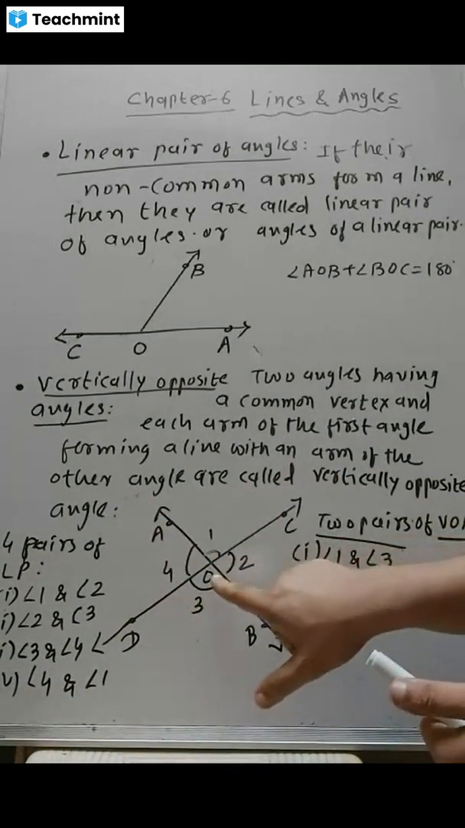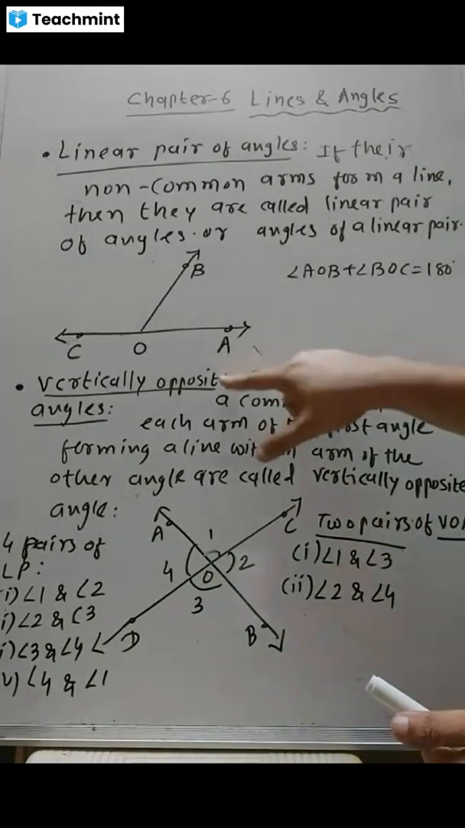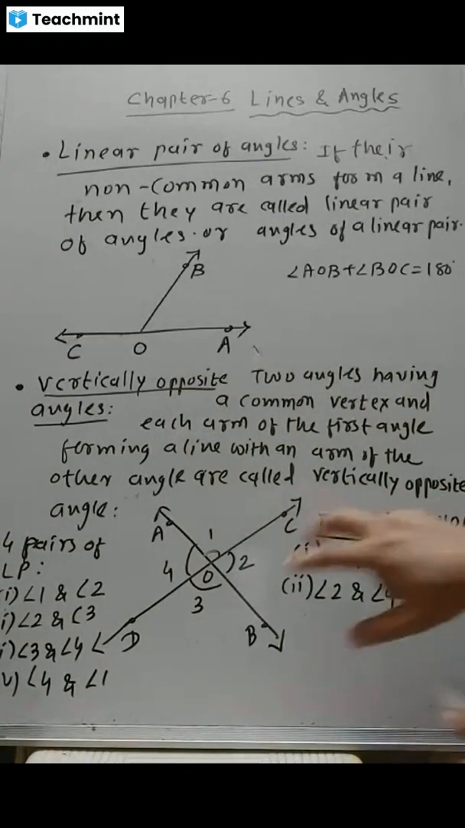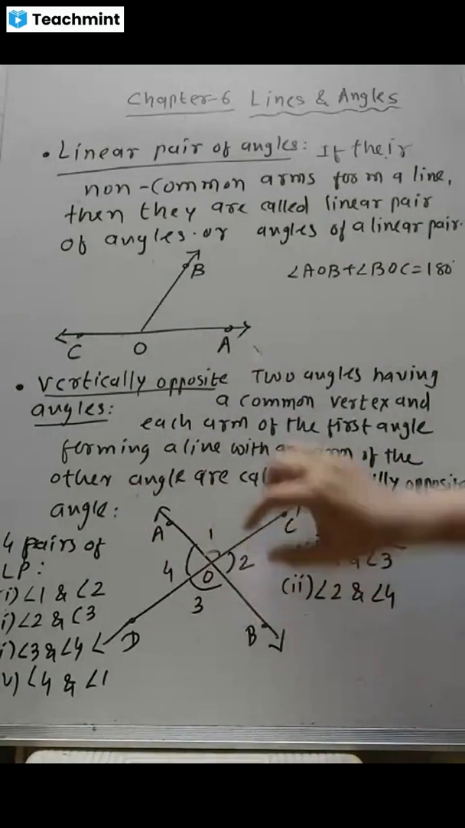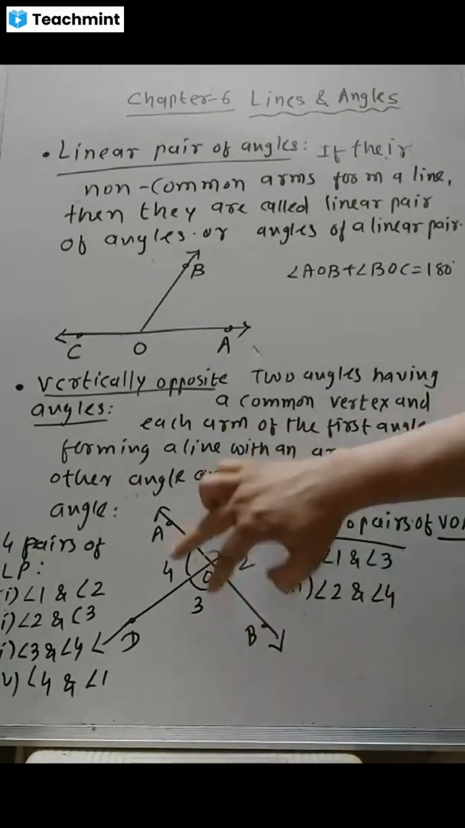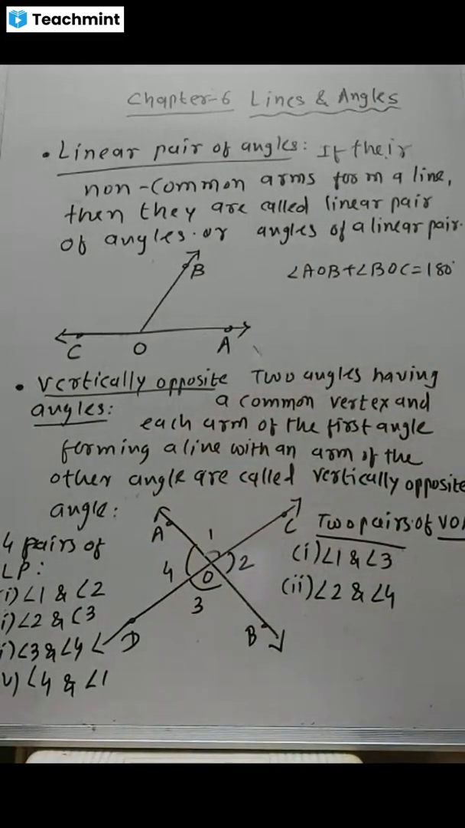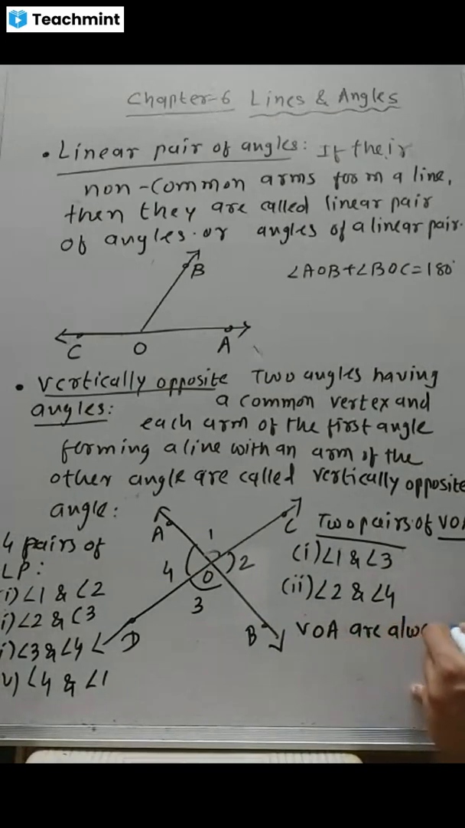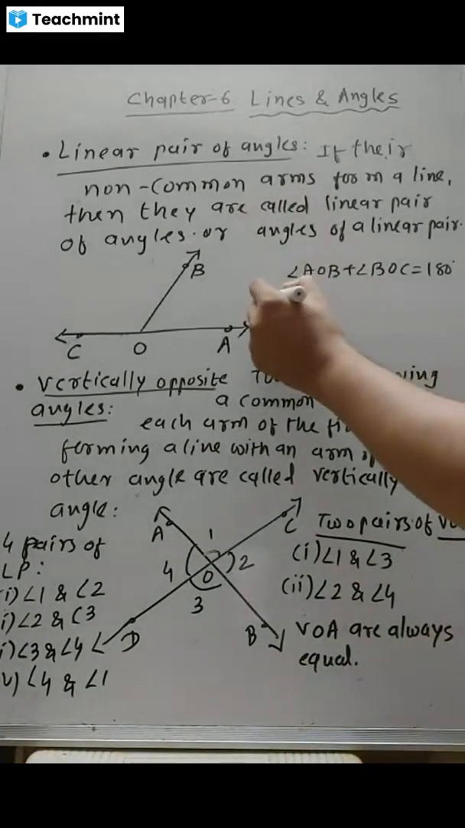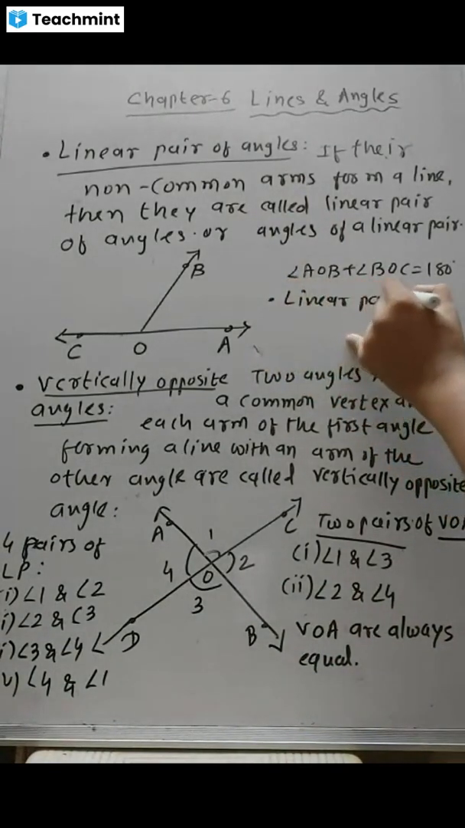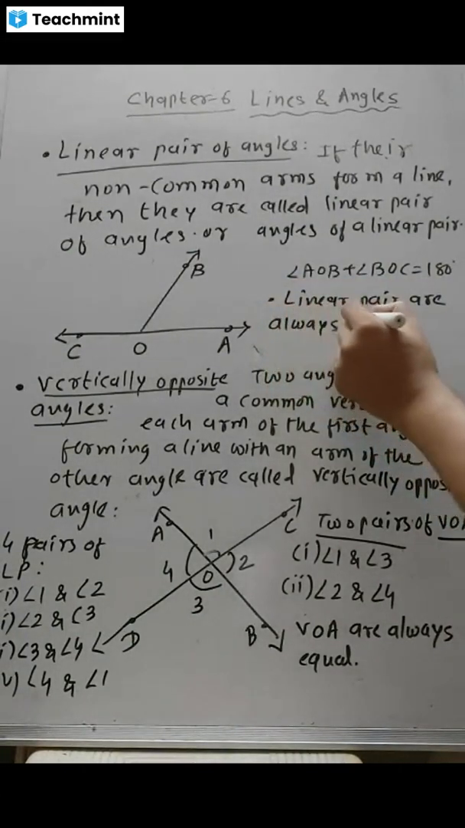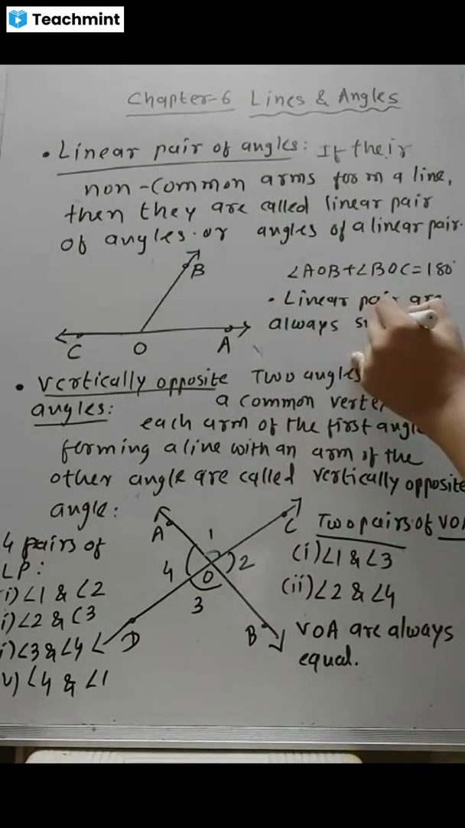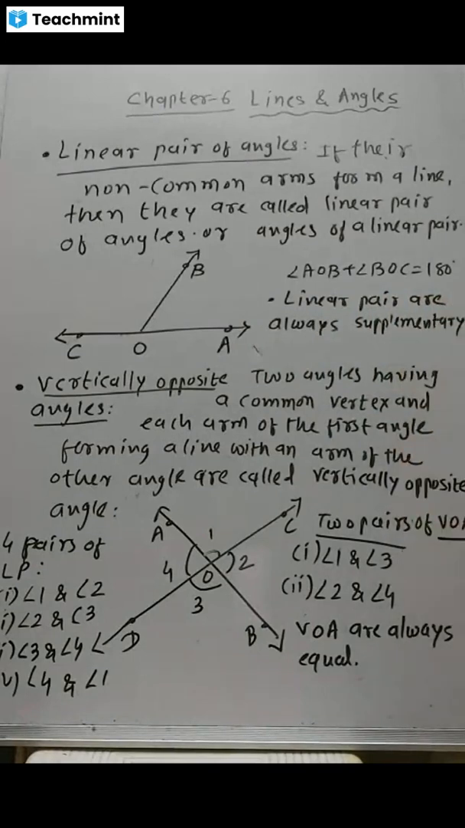If two lines intersect at one and only one point, there are two vertically opposite angle pairs and four linear pairs. At the end, write this: vertically opposite angles are always equal. Linear pairs are always supplementary.